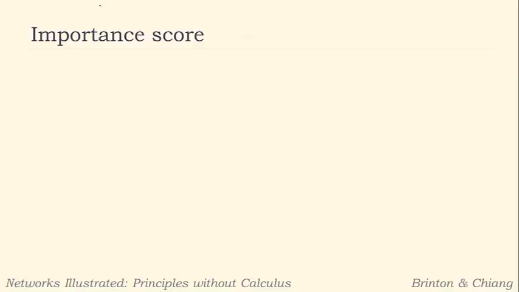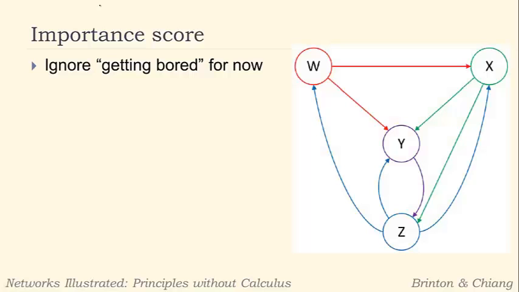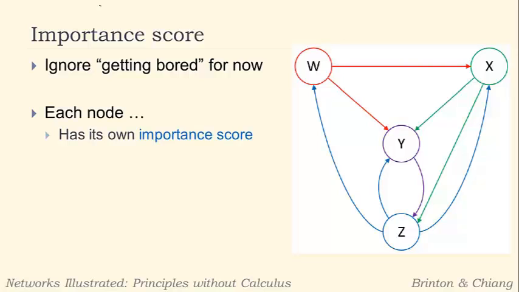So now let's talk a little more about the importance score. Let's ignore the idea in the random surfing of getting bored for now. And we'll return back to our initial example with 4 nodes, which we just ran an in-degree version of importance on before. And so each node, we're going to say, has its own importance score.